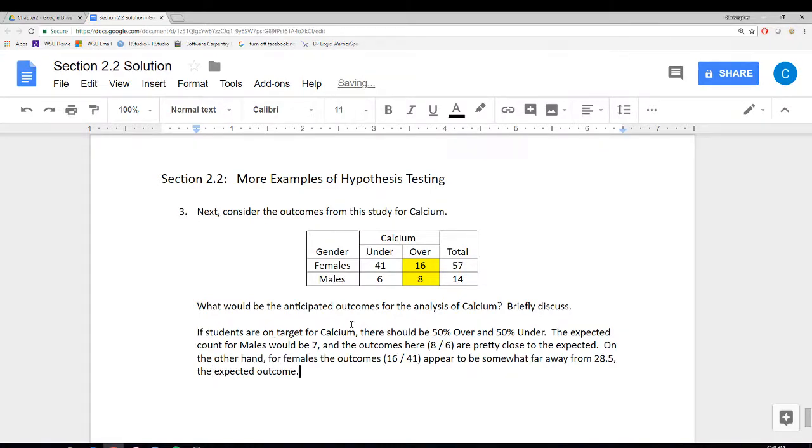So at least if I had to guess here, I would anticipate that the analysis for calcium is going to indicate that the p-value for females is really small, whereas the p-value for the males in the calcium investigation is going to be somewhat high. Kind of the opposite effect that we saw for vitamin A.